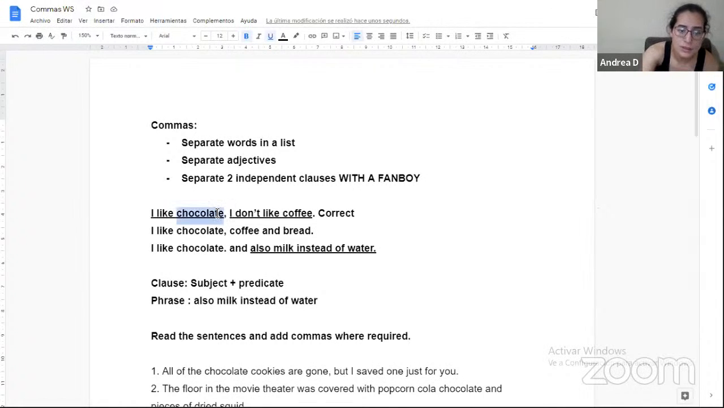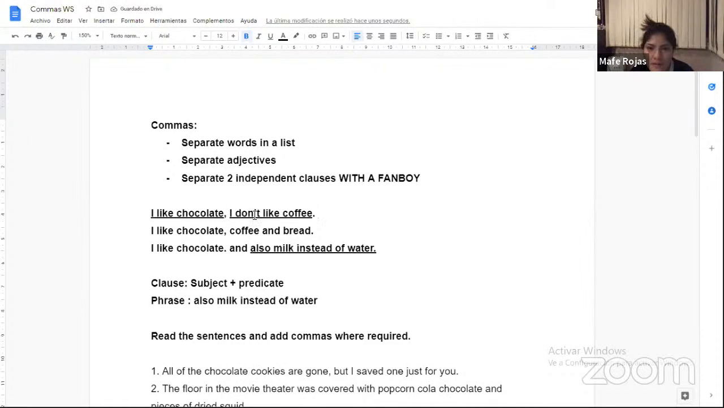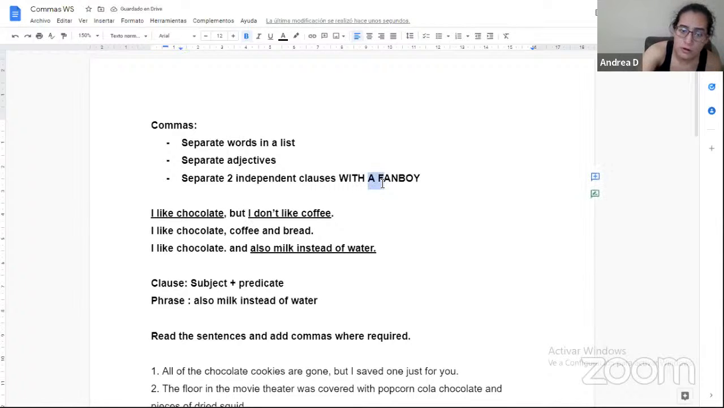You cannot do this. This is incorrect now. No, now it's incorrect. It needs to have any FANBOYS conjunction. So it could be for, and, nor, but, or, yet, right? So I like chocolate, yet I don't like... Now this is totally incorrect because this is not a clause. So there's no need of using the comma there.